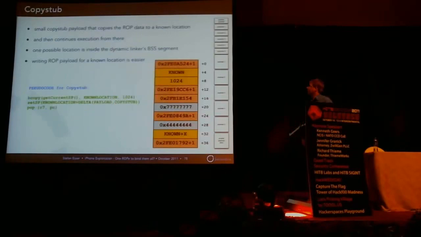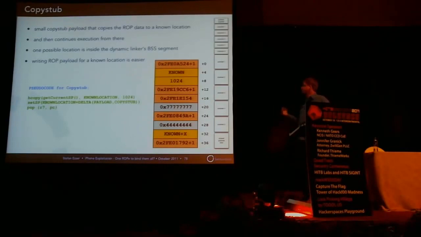So this is a copy stub. For each dynamic linker, in the group of each of the 5, we need to create some gadgets that will implement this pseudocode. This pseudocode tries to retrieve the current stack pointer, then copies the data from the current stack pointer to some known location. For example, we just take the BSS segment of the dynamic linker, just some writable location that we know. Then we set the stack pointer, the new one, into the known location plus some delta.